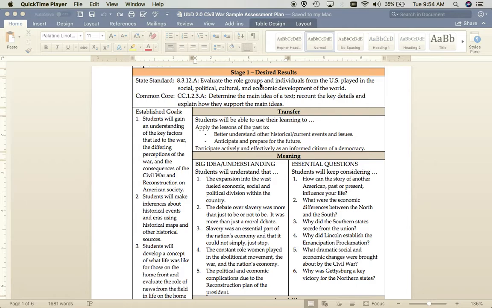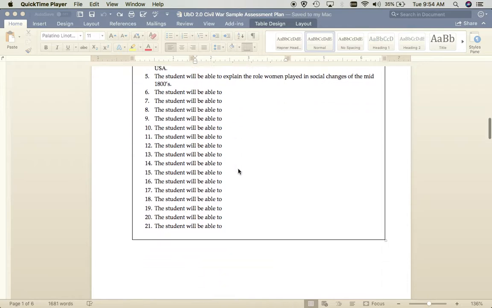But really, in its simplest terms, what it is, is breaking down the standards into parts so that you can begin the process of completing stage one, which is identifying your desired results in the UBD framework. Wiggins and McTighe developed this framework of UBD to break down the three stages of lesson and unit planning. Here's stage one, where you identify your desired results.